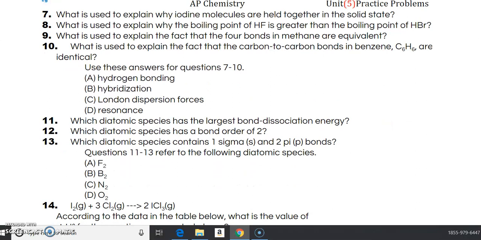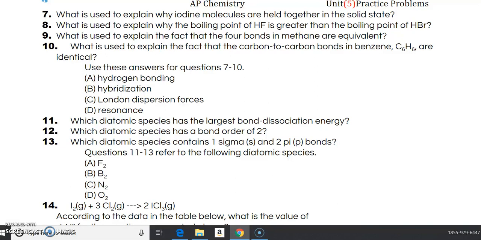Questions 7, 8, 9, and 10 are going to be using our choices A through D. So question 7, what is used to explain why iodine molecules are held together in a solid state? Well, iodine is a nonpolar substance, and in its solid state, it is going to be held together with these bonds that are intermolecular forces in terms of London dispersion forces. Because it's nonpolar, it's going to exhibit the intermolecular force of London dispersion.